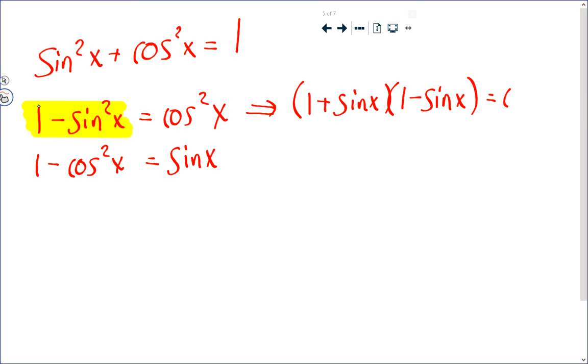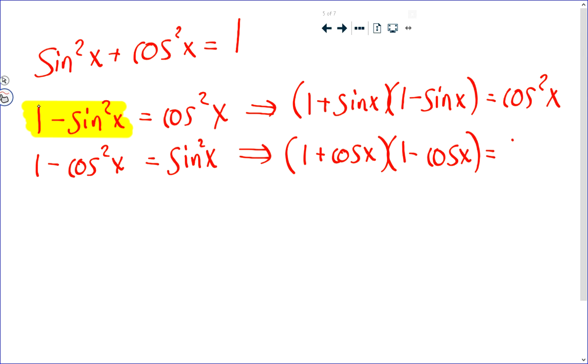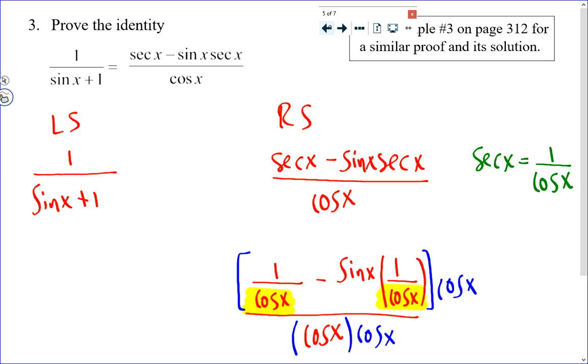So that means that cosine squared of x could be written as 1 minus sine squared of x, which in turn could be written as this factored expression. Similarly, and I forgot my squared on the sine over here, I could factor 1 minus cos squared into 1 plus cos of x, 1 minus cos of x, and that's equal to sine squared of x. And this is the approach we're going to take with this question. And this is going to require a bit of practice. It's not going to come easy for most of you.